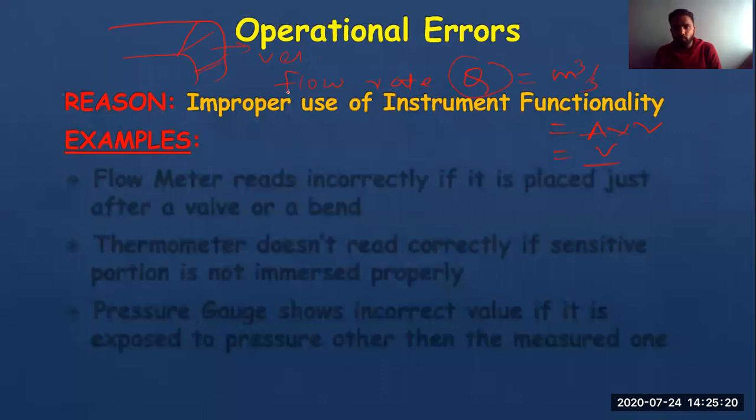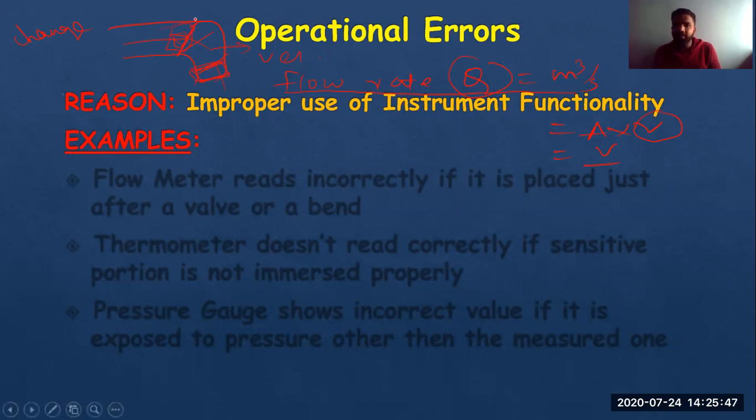So if I want to measure flow rate, I have to measure velocity. Now I know that when the fluid passes through this bend, the velocity will change. It might decrease, then increase, but there will be some change in velocity. So if I want to measure the proper velocity, I should not keep my flow meter near the bend.